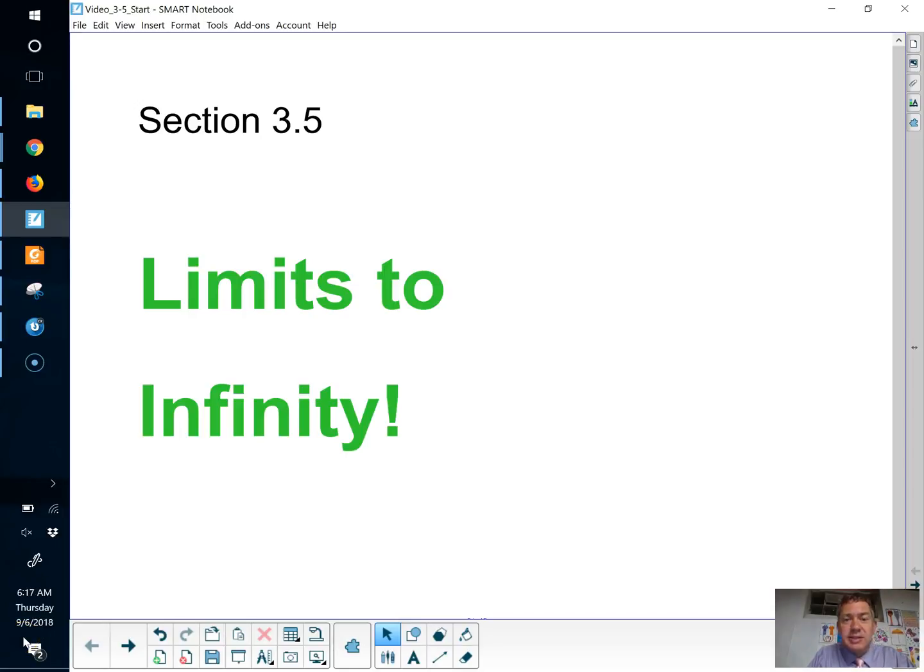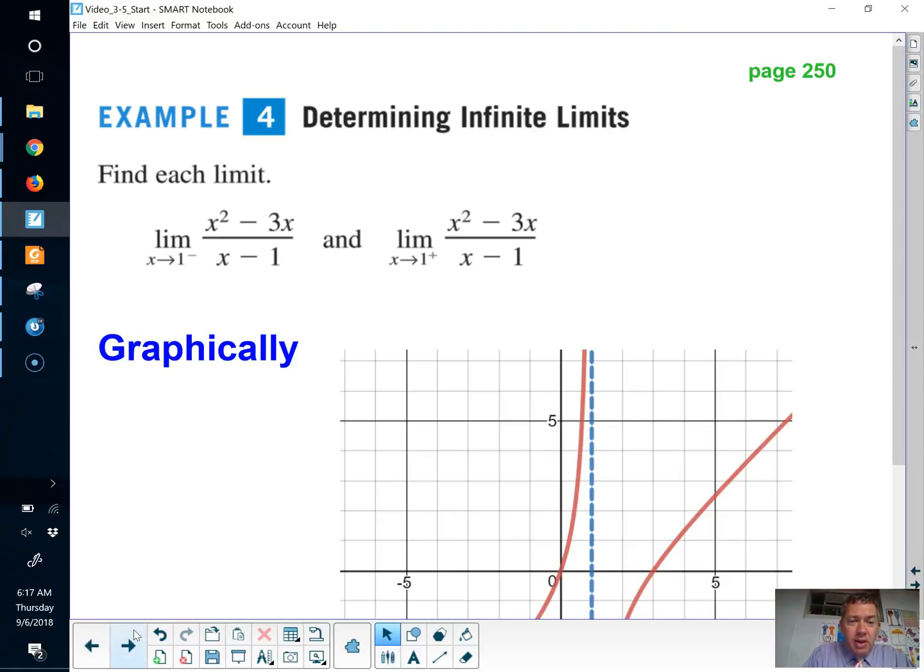Hello, Calculus. Today, taking a look at some limits to infinity and beyond, three different ways: graphically, numerically, algebraically. First off, we're looking at page 250, determining infinite limits. Find each limit. This is example number 4.